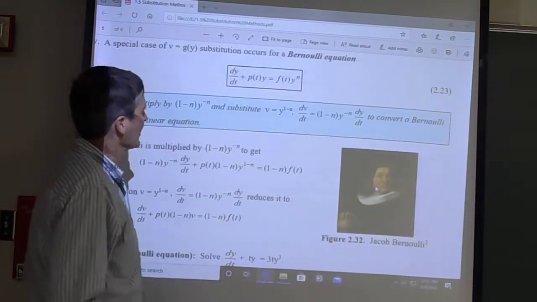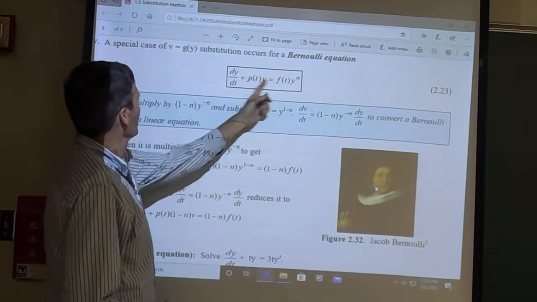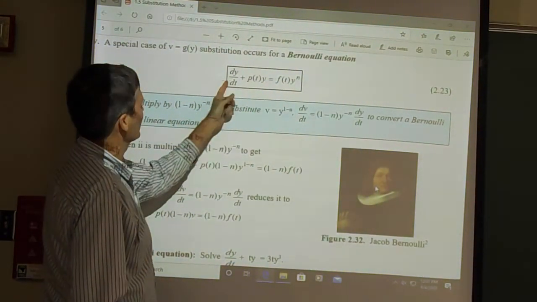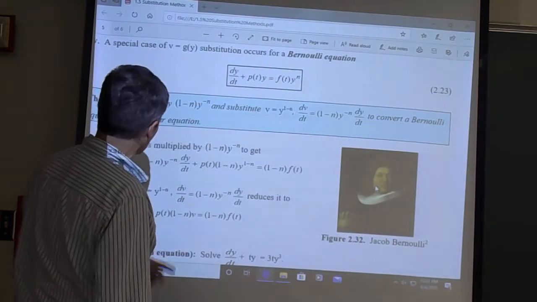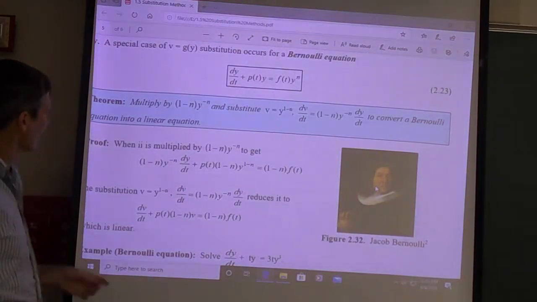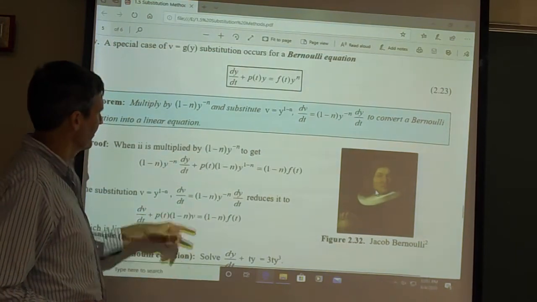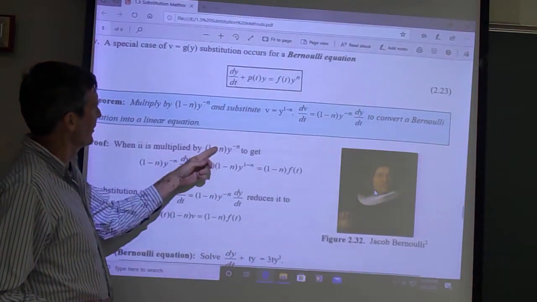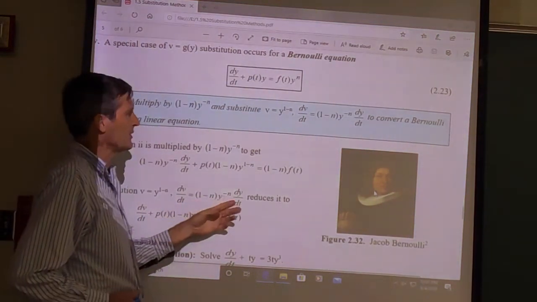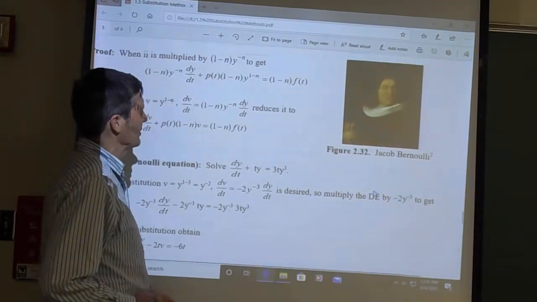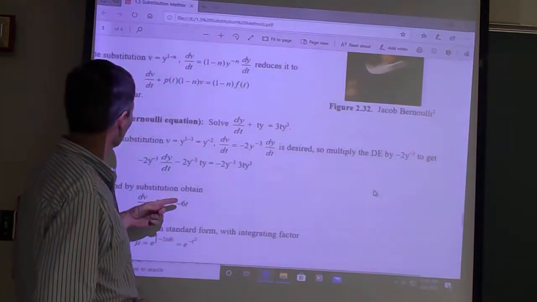And so in order to make that effective, I'll multiply through the equation by 1 minus n y to the minus n in here, and that'll make this dv/dt. Now, let's just see a quick example. Actually, let's not do the proof, but this will convert a Bernoulli equation into a linear equation, and the proof is just that this is a special case of the method we just did. I'm running short of video before it runs out, so I've got to finish an example here.